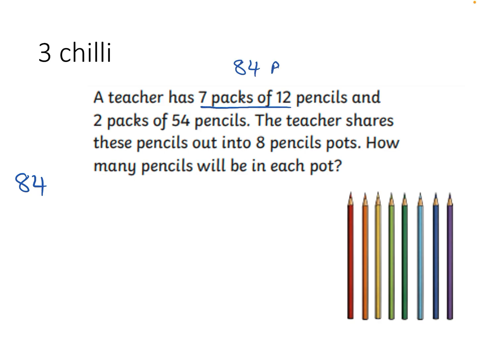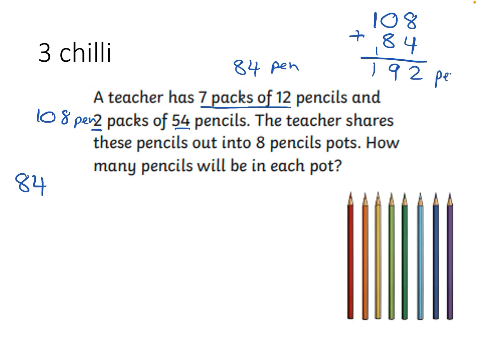I'm just going to put that above, actually. 84 pencils. 2 packs of 54 pencils. So I know that's going to be 108. 108 pencils. I'm going to do a quick addition. 108. You can do this in your head. So it's going to be 192, I believe. I'm going to double check that. 8 add 4 is, of course, 12. 8 and 1 is 9. And 1. 192 pencils. That's how many I've got. And I'm going to be sharing that into 8 pencil pots.